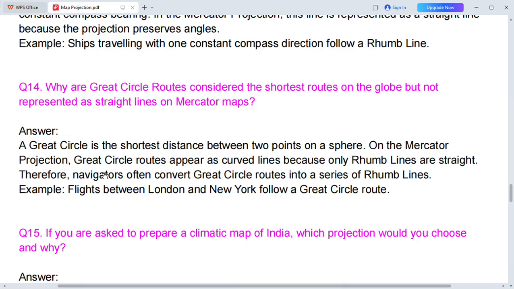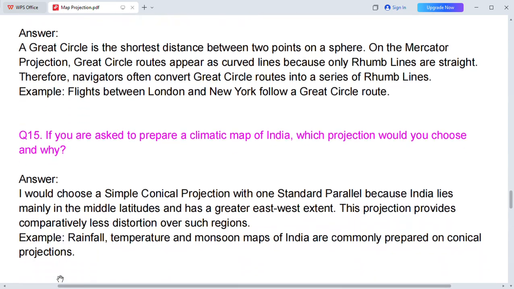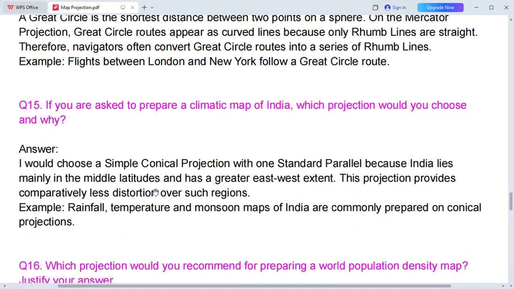Therefore, navigators often convert great circle routes into a series of Rhumb lines. For example, flights between London and New York follow a great circle route. Next question. If you are asked to prepare a climatic map of India, which projection would you choose and why?